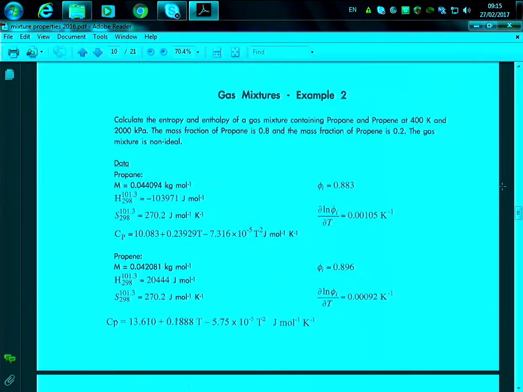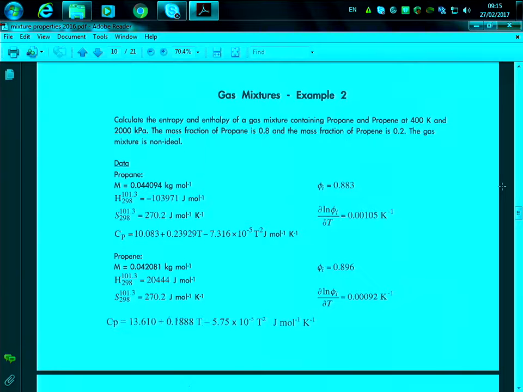So you will have to look at the properties of the compounds that you are treating in order to decide how you are going to calculate the properties, the molecular properties, to calculate the enthalpy and entropy properties. Okay? So, right. So here we have the example.